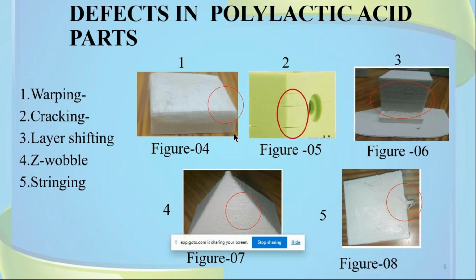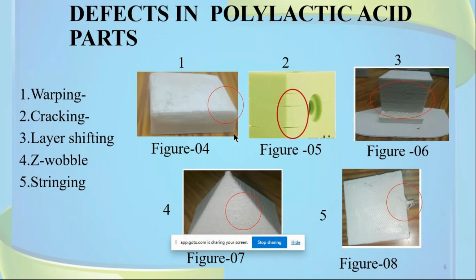Now we will move on to the cracking defect, which is the next level of the warping defect. Cracking is another problem closely related to warping, which appears in the intermediate layers of the part. In general, if a part has cracking, the first layer will always be affected by warping as well. And cracking is caused by stresses induced during the cooling of the parts.